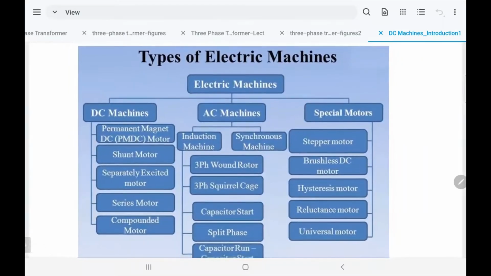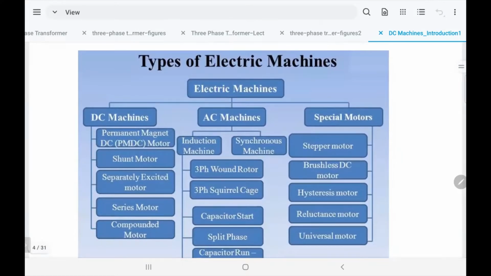So what types of dynamic electric machines do we have? We have DC machines, AC machines, and special motors. The DC machine is what we're going to start today, and they have many types. I'm not going to mention the types now, just DC machine, motor or generator, and then AC machines. And AC machines have two main categories: induction machine and synchronous machine.